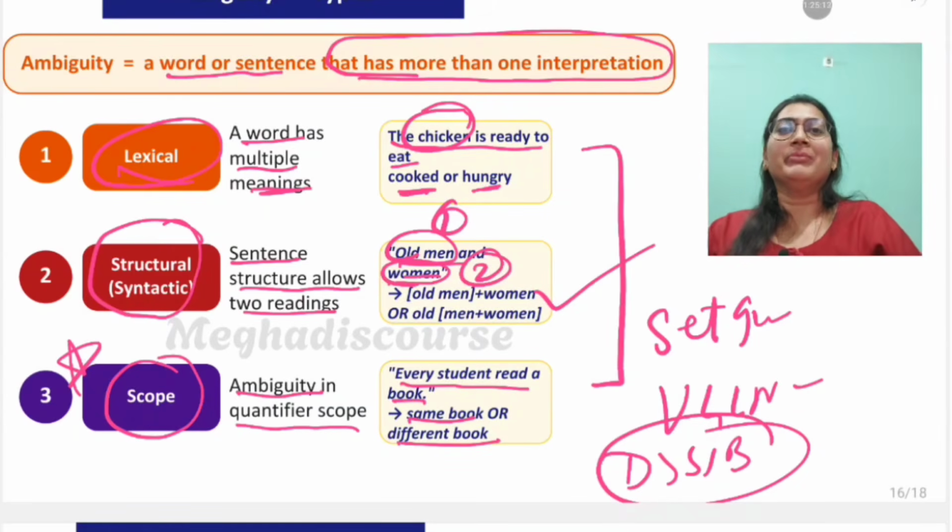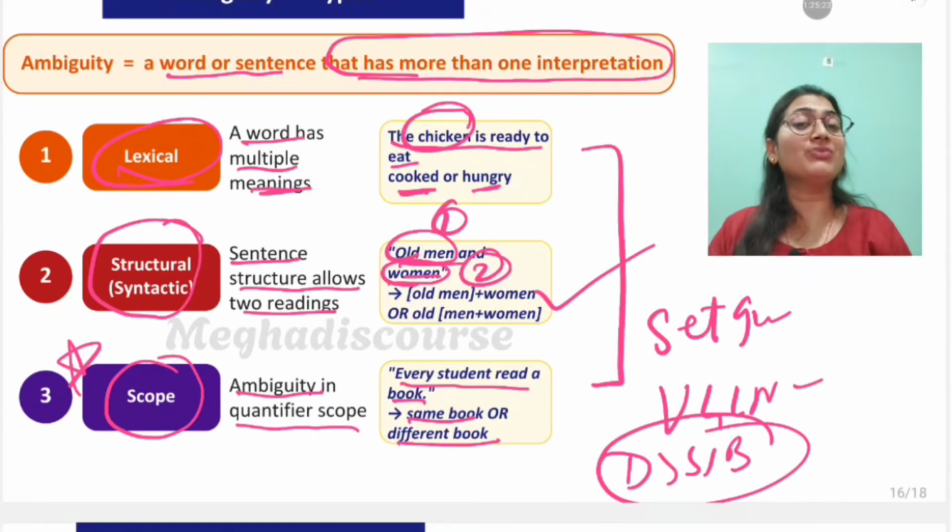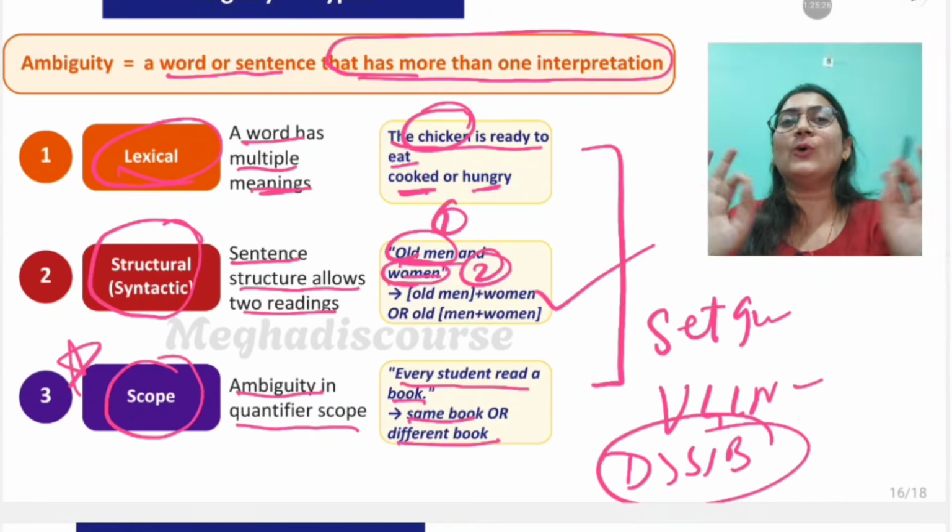Like in a class, ma'am says, test question number 4. So everyone starts finding question number 4. So they are working on the same context, but they are working with different books. So this is called scope ambiguity.